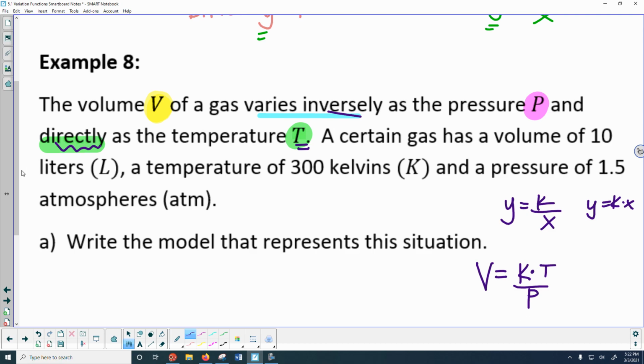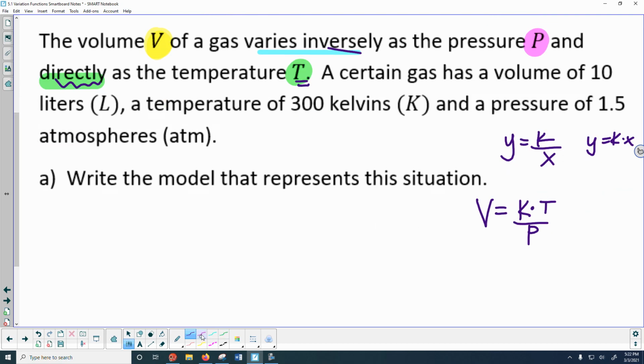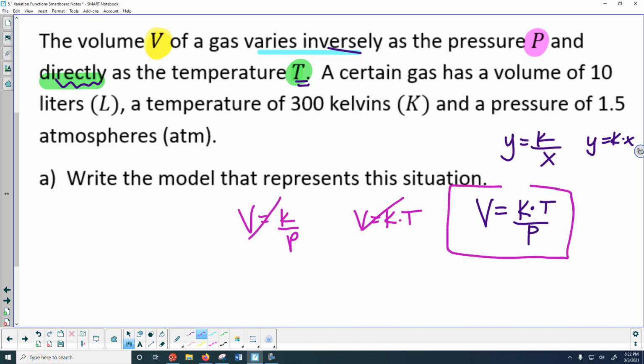Again, it makes one equation. Most common mistake I see is people write, oh, V equals K over P, and then they write V equals K times T. Well, you're kind of right, but it has to be combined into one model to use. So we have to put the T in the numerator, the P in the denominator, K is just there once. So let's take that and now plug in our numbers.